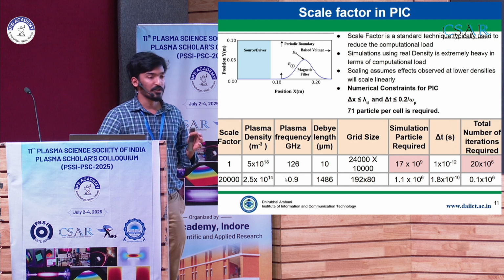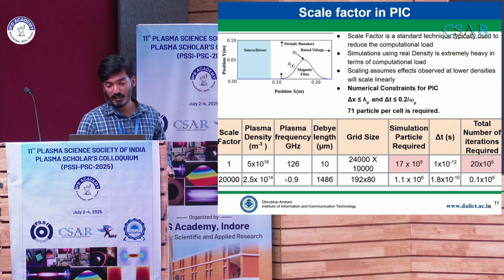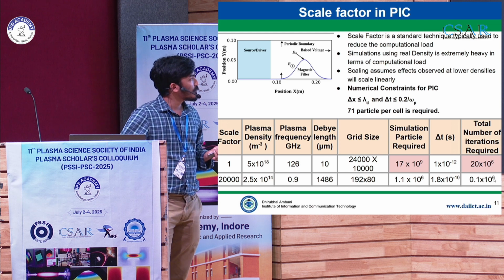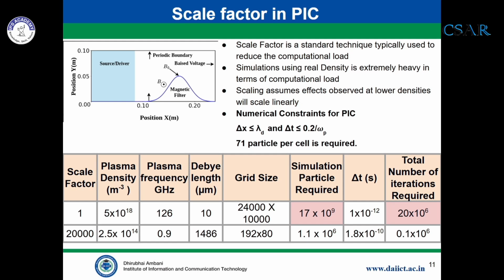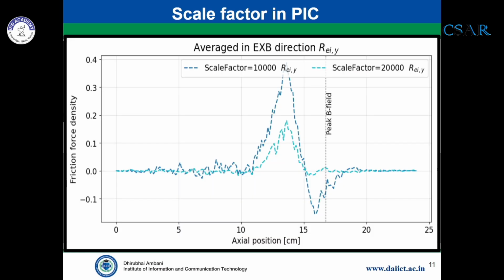That is, we have reduced the scale of the simulation by this amount. And you can see that now we are dealing with only millions of particles and a million iterations. That way, we can reduce the computational load. But what is the effect of this kind of scaling? That is what the real question is.